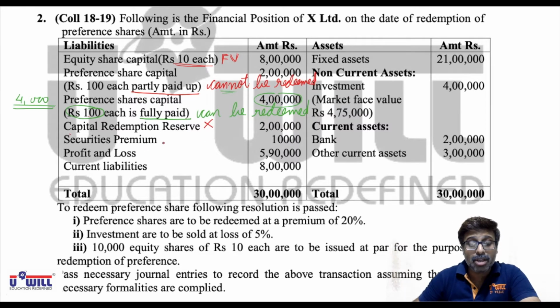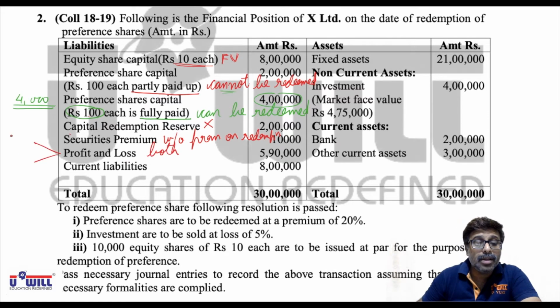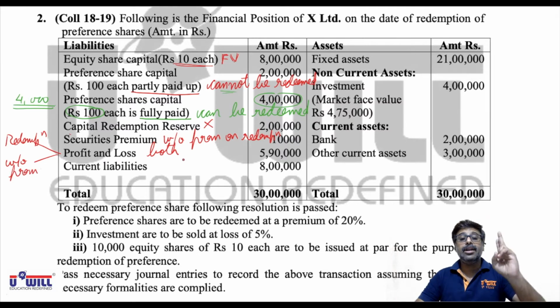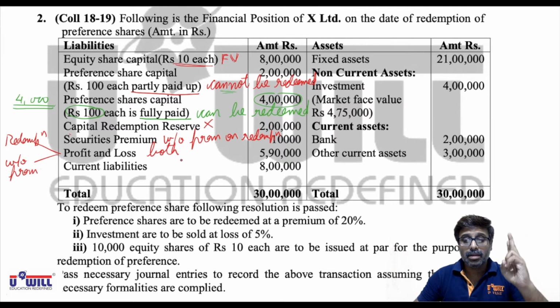Security premium can be used but only to write off premium on redemption. Okay, security premium can be used only to write off premium on redemption. Profit and loss account can be used for both. Both means what? It can be used for redemption of preference shares towards the face value, as well as it can be used to write off premium. Okay, condition 2. The preference shares can be redeemed out of profits of the company which are otherwise available for dividend.